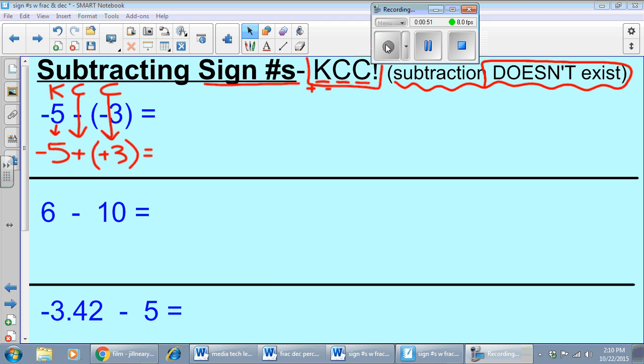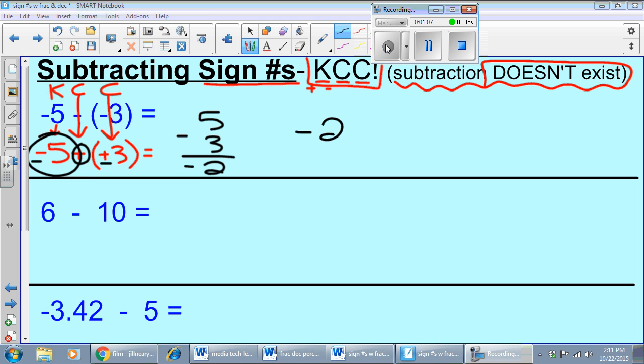If you remember the rules of adding with signed numbers from the previous video, when you're adding with different signs, you must subtract, so 5 minus 3 equals 2, and take the sign of the larger digit. The larger digit here is 5, so that's going to give me a -2. Final answer, -2 here.